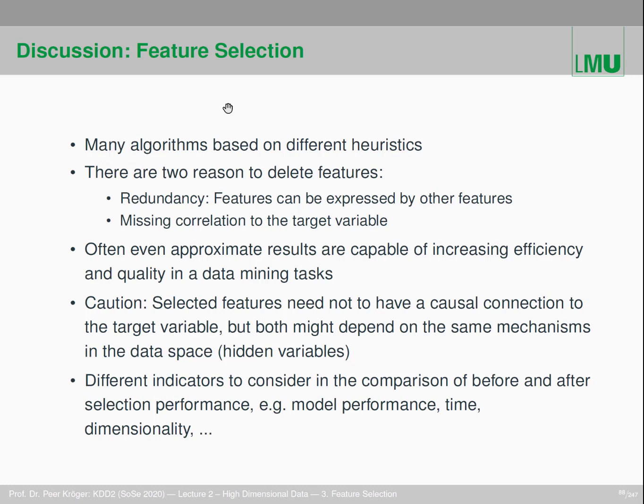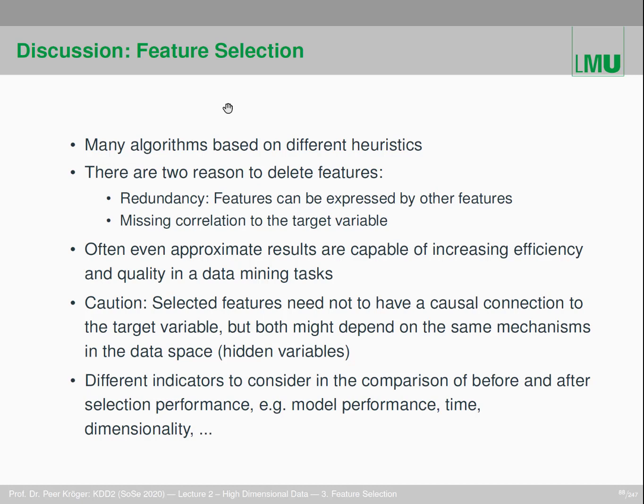However, a caution here: selected features need not have a causal connection to the target value, but both might depend on the same mechanisms in the data space. So there may be hidden variables which are not measured, hidden features that are not there. In that case, of course, you may be misled by feature selection, or also by any learning, of course.